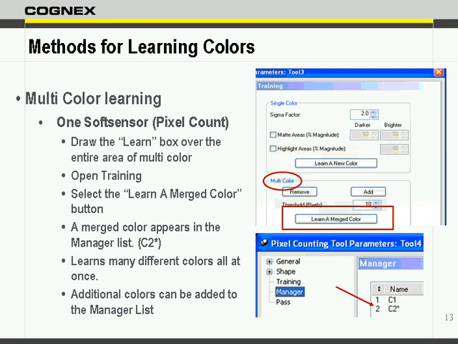And those will be added to the managed list, to the list on the manager tab. A merged color appears with an asterisk after it. That means that it's locked and we cannot change its sigma factor, matte area, and highlight area. We can also have individual single colors and merge them together, and at that point the color will also appear locked.